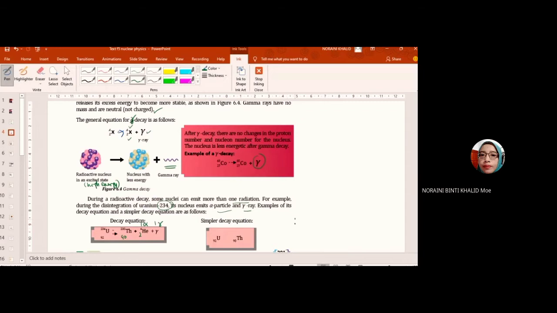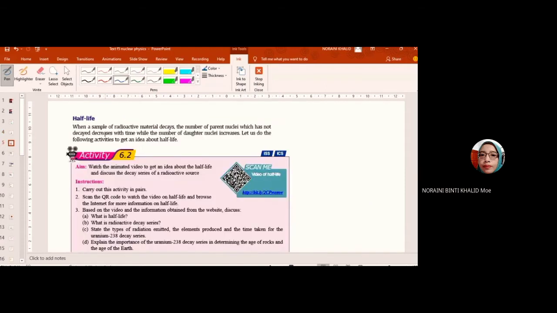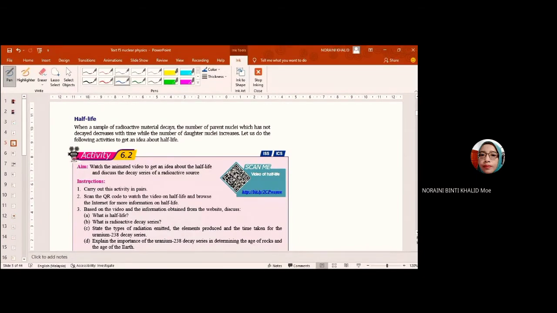So the simpler decay equation you can write as uranium-234 with 92 becomes thorium-230 with 90 plus one alpha plus gamma. We can determine the number or the activity of the nuclei that have already decayed or not yet decayed. So the time taken for the nuclei of a radioactive substance to become half is called half-life.